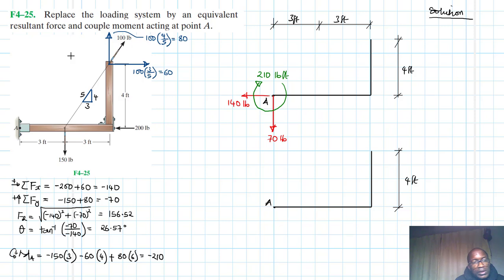So we can still resolve those forces. We know that the resultant is somewhere there, right? We'll have the resultant somewhere there.